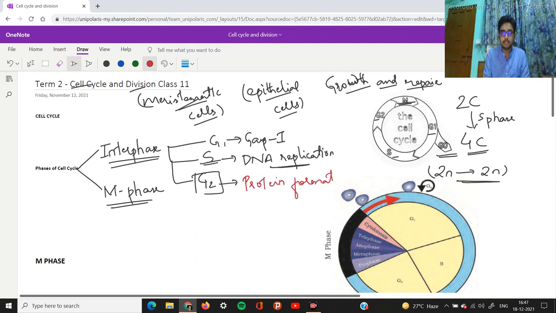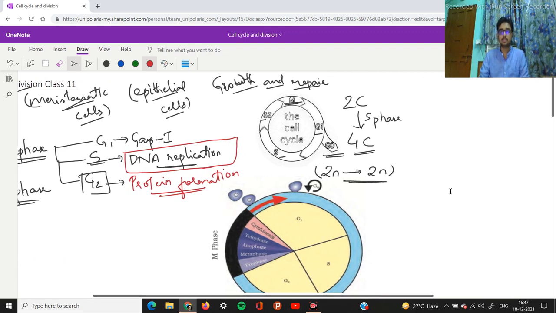This protein formation, why is it necessary? Protein formation is necessary for all the components that are forming during cell division, like microtubules, spindle fibers, and everything. Added to this, in animal cells, there is a special thing that also gets done during the S phase. What is that special thing that gets done during the S phase?